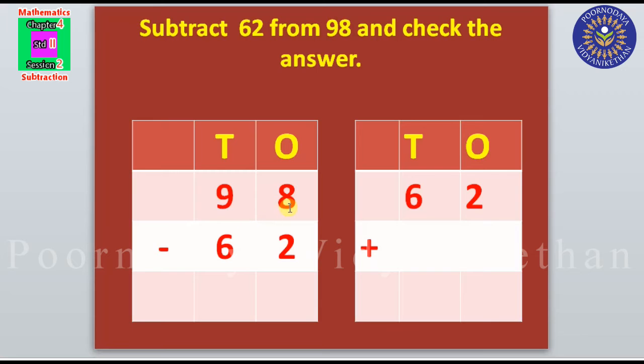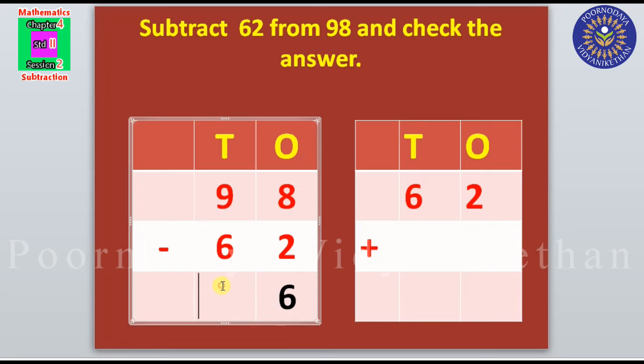Now start subtraction. In ones place, 8 minus 2. Subtract these two numbers, 8 and 2. You have to count 8 fingers first and then fold 2 fingers. Then count the remaining fingers. 1, 2, 3, 4, 5, 6. 8 minus 2 is equal to 6. That you have to write below the ones place.